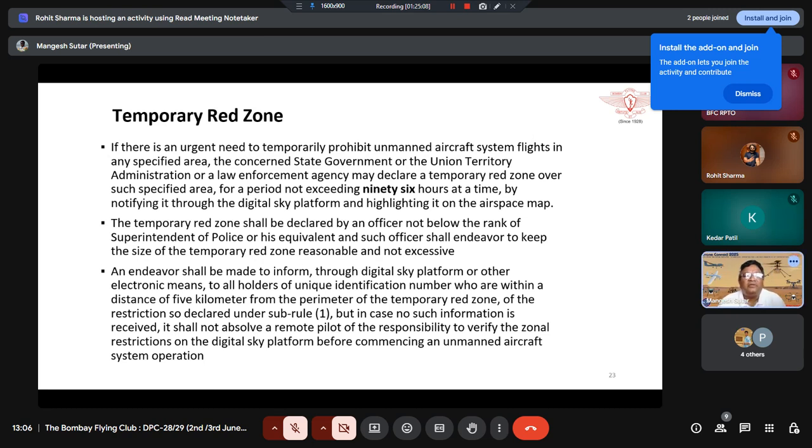Sorry guys. So a temporary red zone may be declared by an officer not below the rank of superintendent of police or his equivalent, and such officer shall endeavor to keep the size of the temporary red zone reasonable and not excessive.